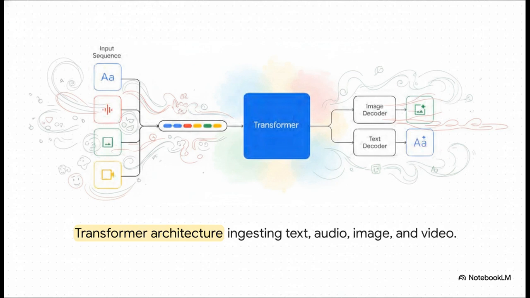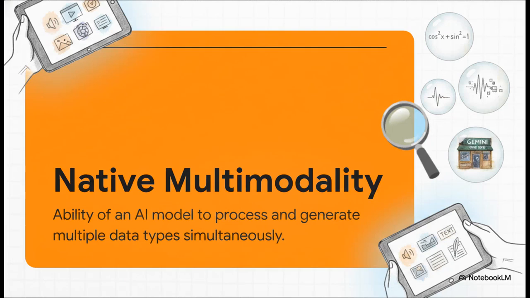This is absolutely crucial to understand. It's not a video generator just bolted onto a language model. The model naturally processes and reasons across multiple data types at the exact same time. Which brings us to a critical definition: native multimodality. Because Gemini Omni was built from the ground up to process text, images, audio, and video simultaneously, it completely transforms the output quality.